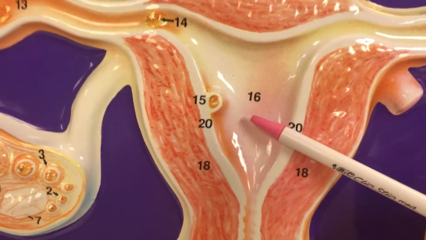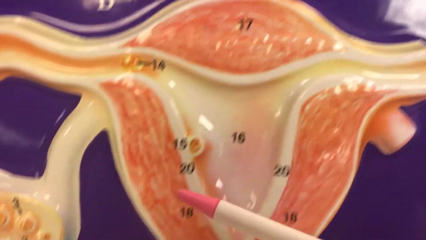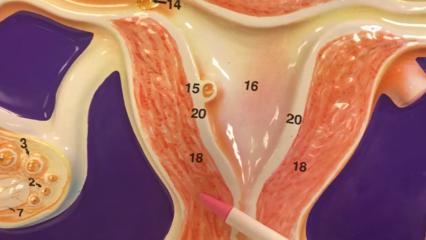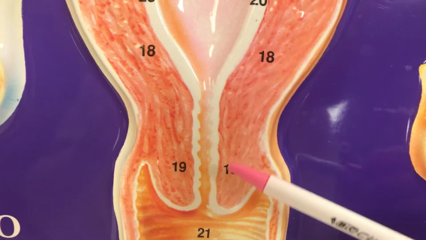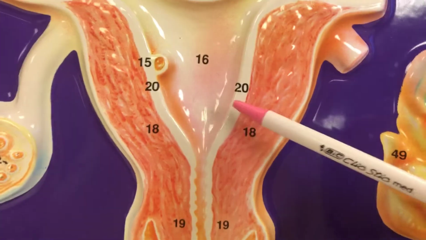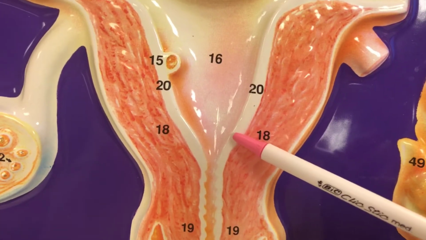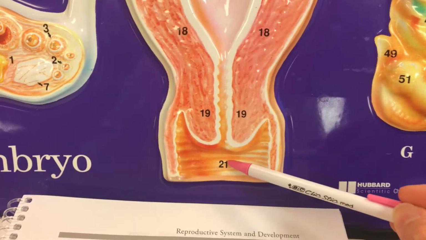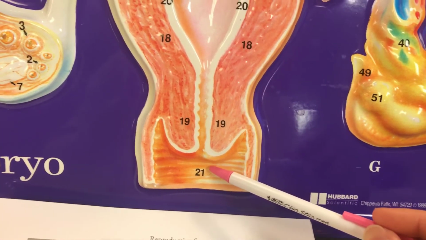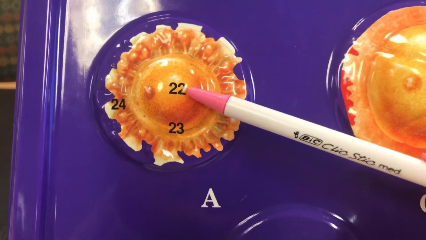And then 17 is the fundus of the uterus. 18 is the myometrium of the uterus. And then 19 is the cervix. And then 20 is the endometrium. And then 21 is the vagina. And then 22 is the secondary oocyte, which is back up here.